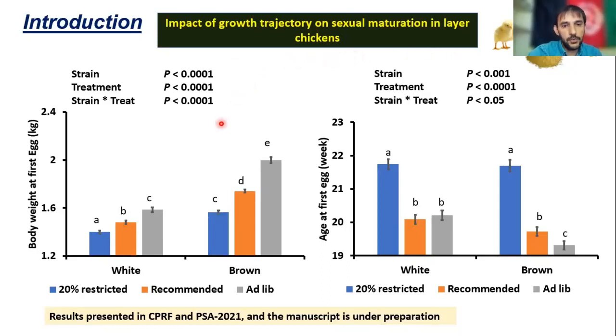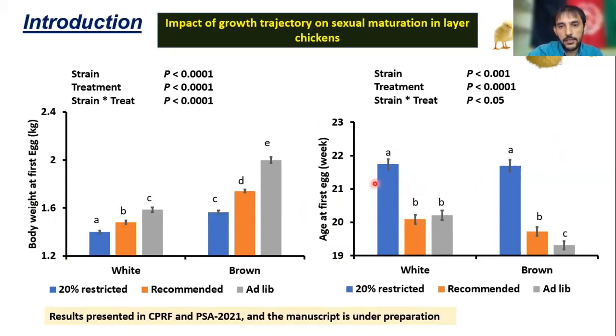We had a 2x3 factorial experimental design, with 2 strains, Lohmann White and Lohmann Brown birds, and 3 treatments: ad lib group, recommended birds, and birds receiving 20% below the recommended, which we call restricted birds. As we see here, body weight of the birds at first egg was strongly affected by our feeding regimens. The ad lib birds had a higher body weight compared to the restricted and recommended birds in both strains. And this increase in body weight had a direct effect on age at first egg.